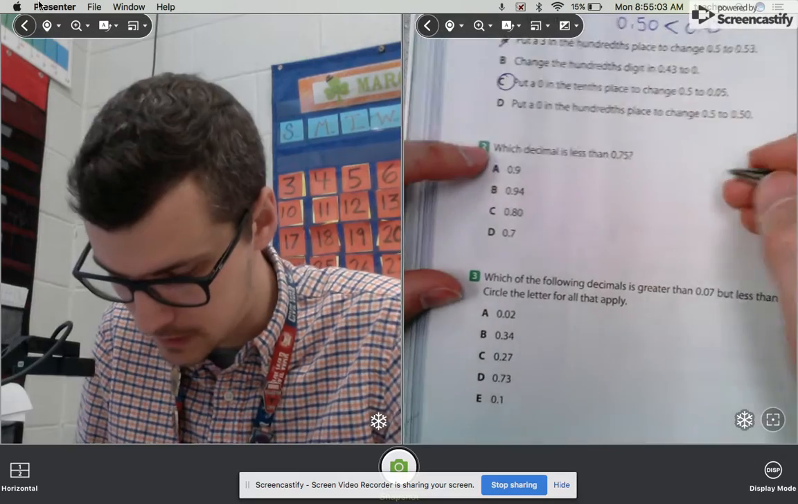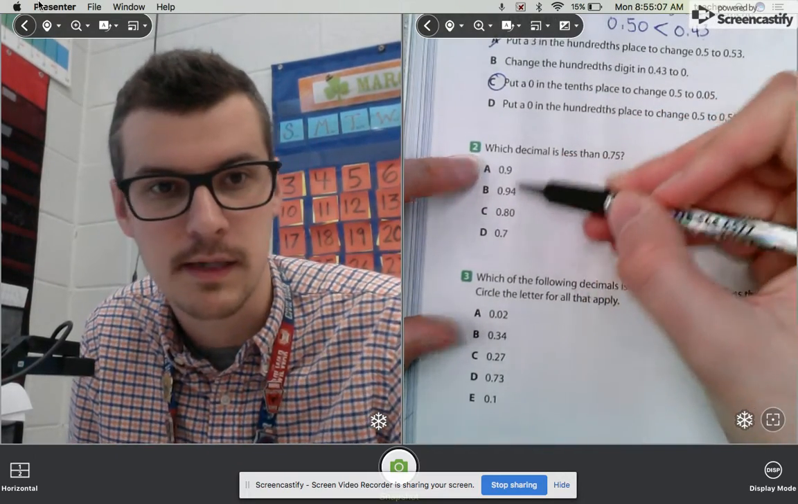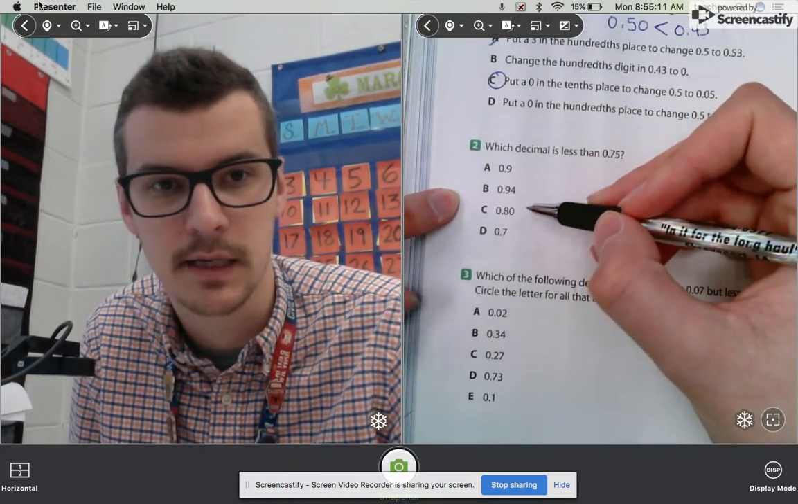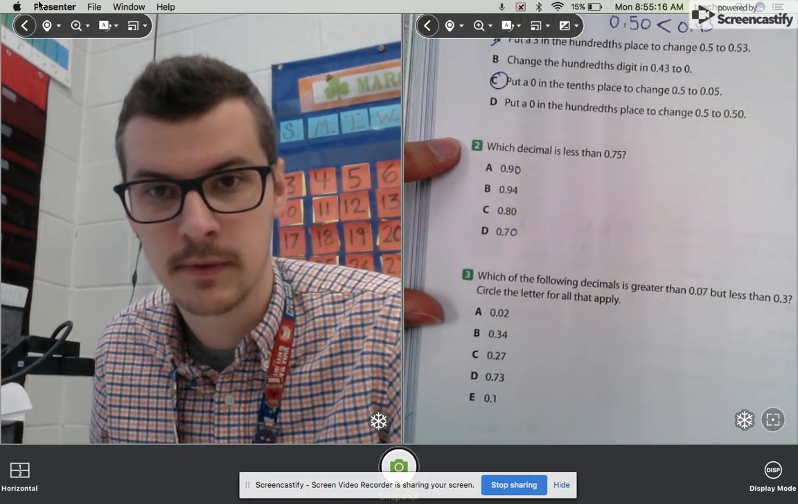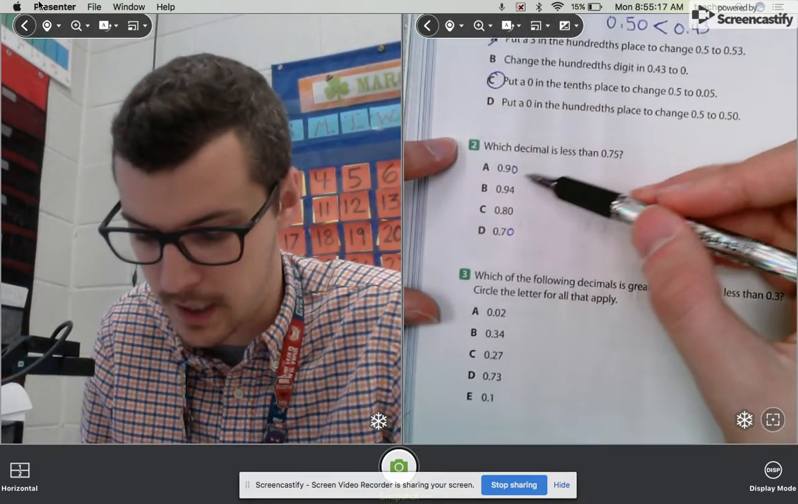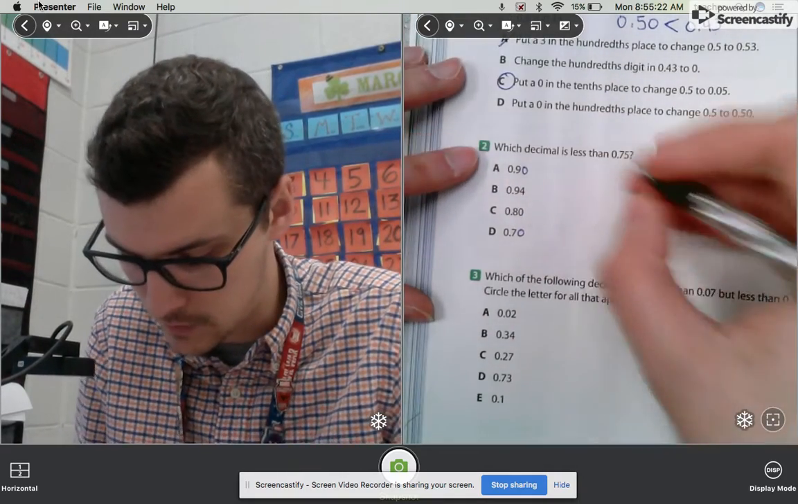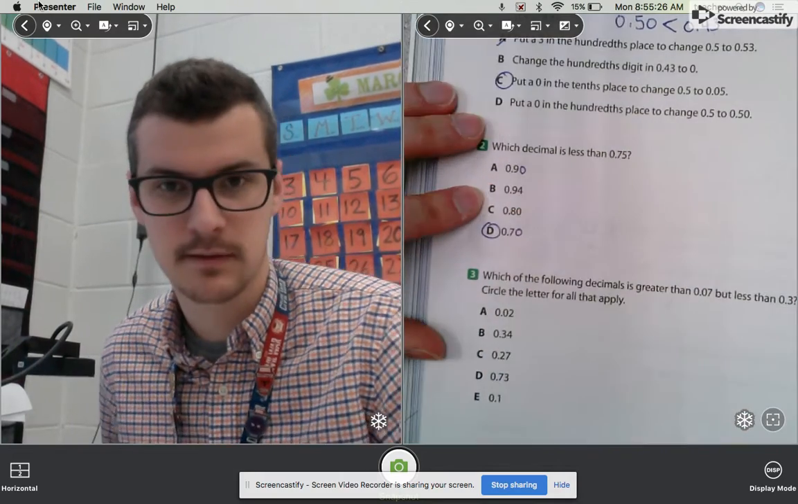All right, which decimal is less than 75 hundredths? So does it look like all of these are on the same level? No, I have A and D are in the tenths and B and C are in the hundredths. So let's get them all on the hundredths. So now it's just like comparing change, 90 cents, 94 cents, 80 cents, 70 cents. So which one is less than 75 cents? That's going to be 70 cents.